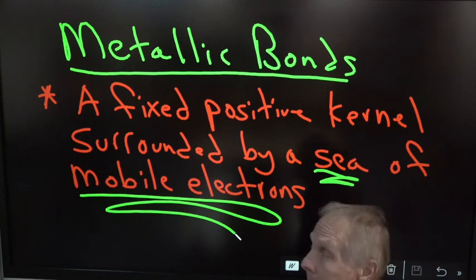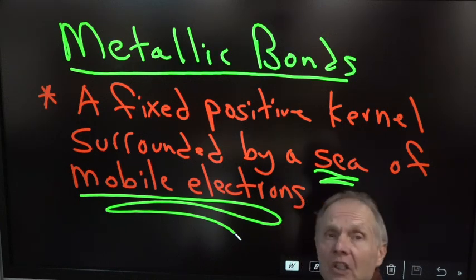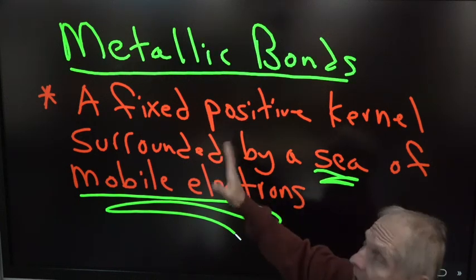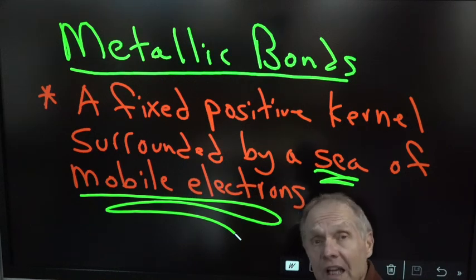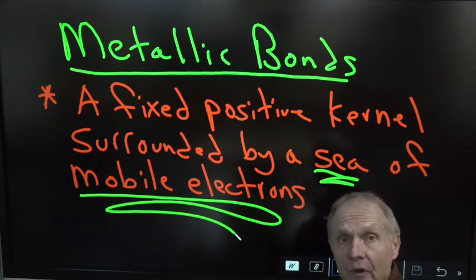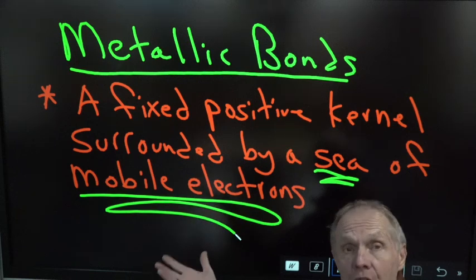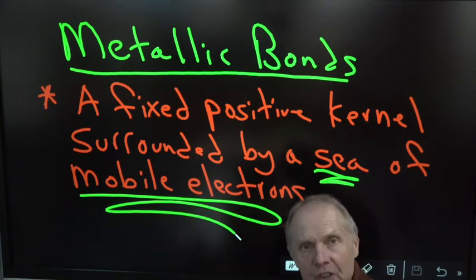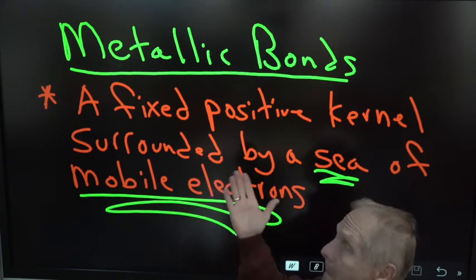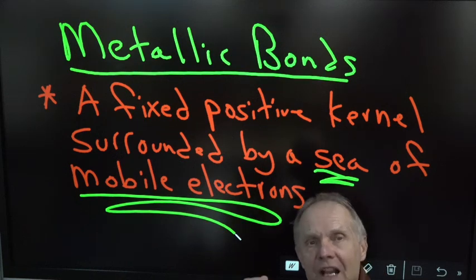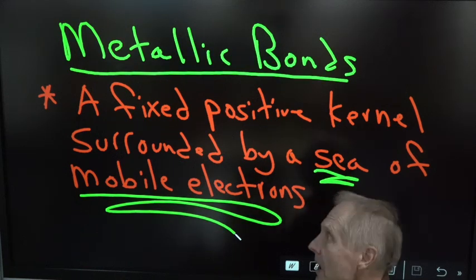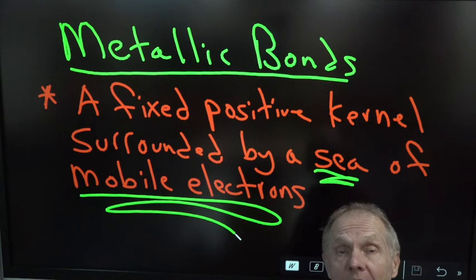Remember, metals don't want their valence electrons. So in a metallic bond, the valence electrons are free to move around, which produces electricity. So, metals conduct electricity because they have free electrons to move around. And we'll do a diagram of them right now.